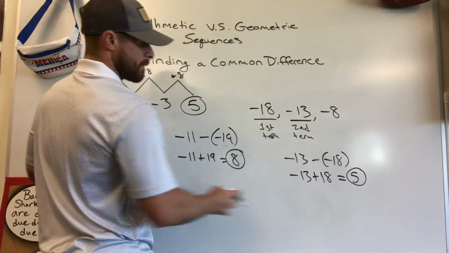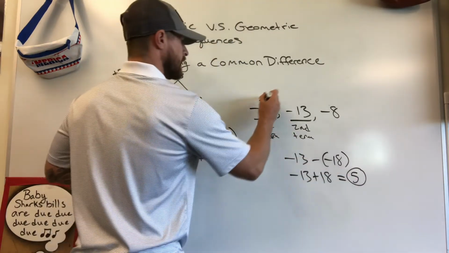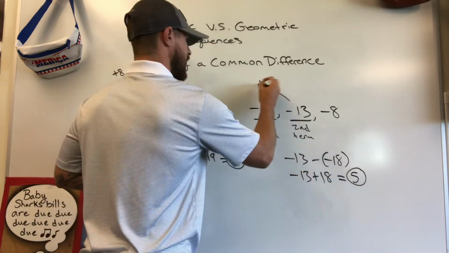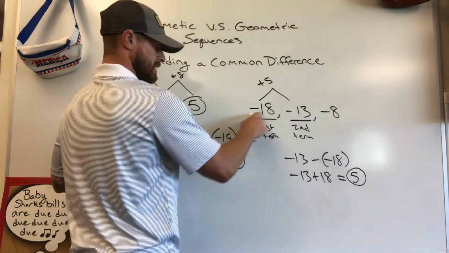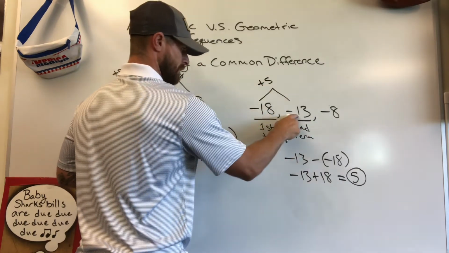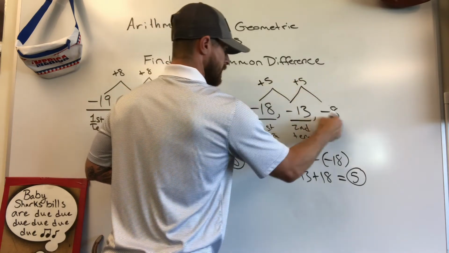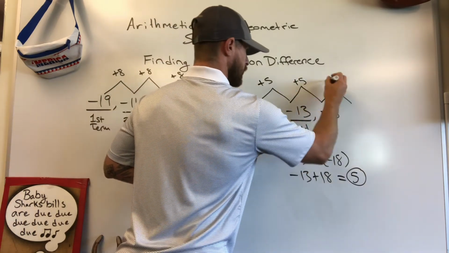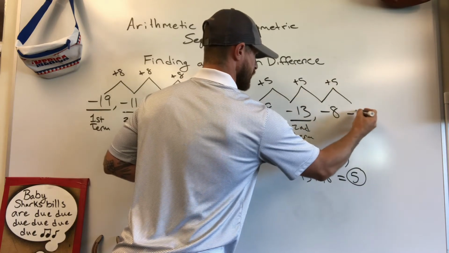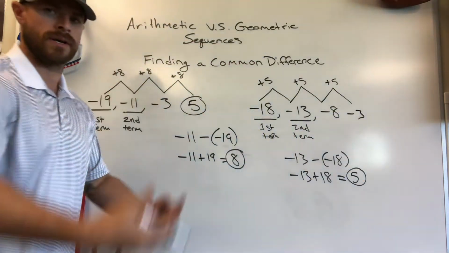Okay, same idea here. We found a common difference of 5, so we're increasing. It's a positive 5, so we're adding 5 each time. Negative 18 plus 5 would give me negative 13. Negative 13 plus 5 would give me negative 8. Negative 8 plus 5 is going to give me that negative 3. And you can just keep going and going and going.